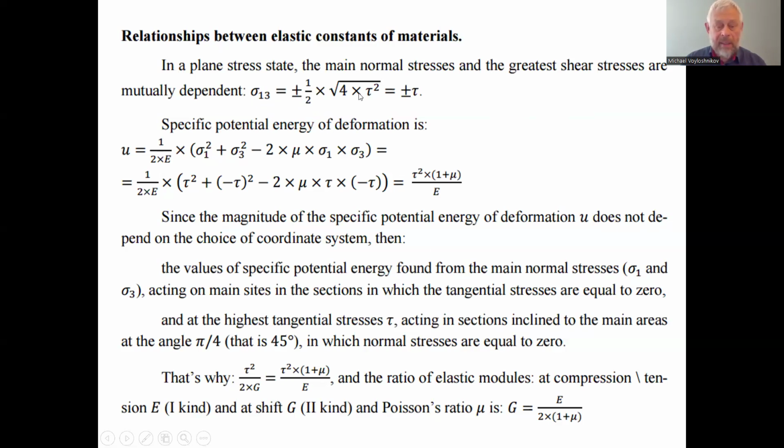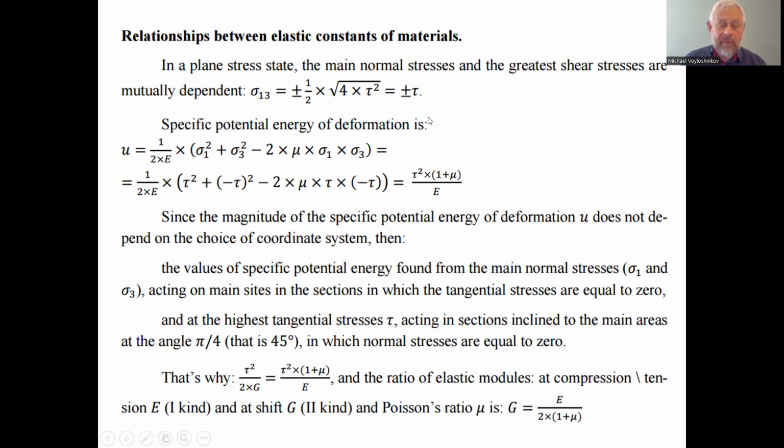we can find it from this formula, but we have to find the normal stresses first. They are equal to plus minus a half multiplied by the square root of 4 times the tangential stress squared. So this is equal to plus minus tau.